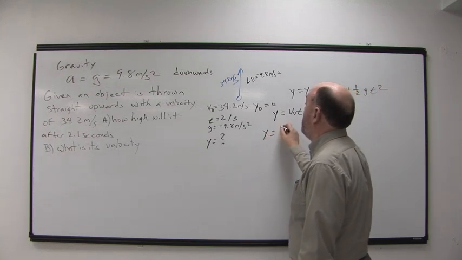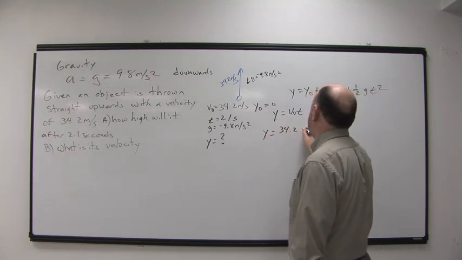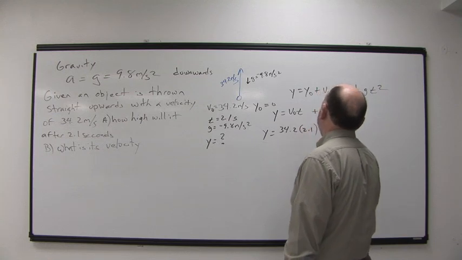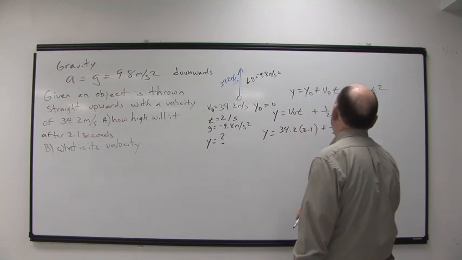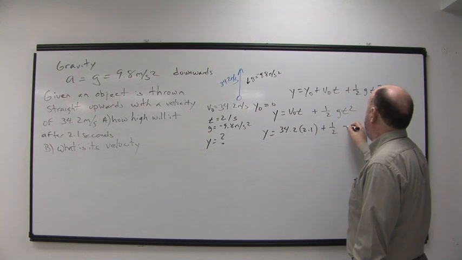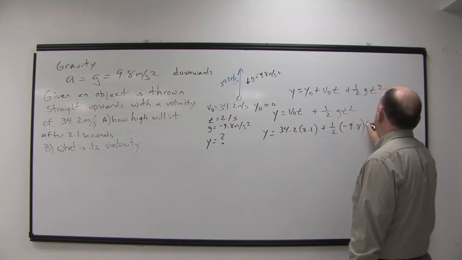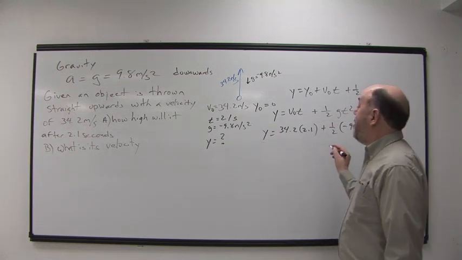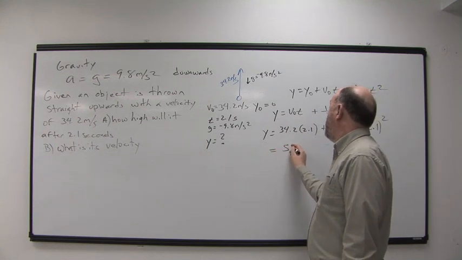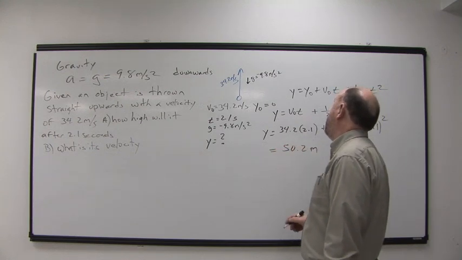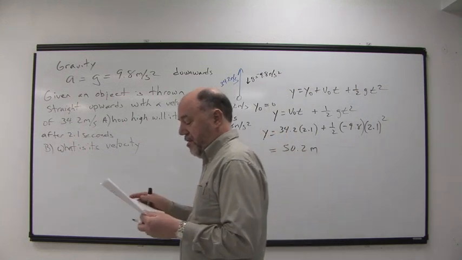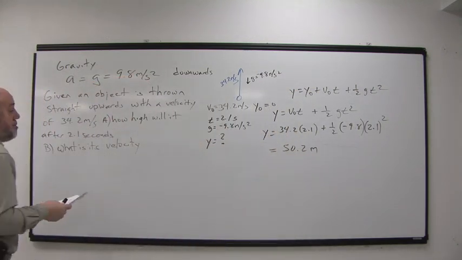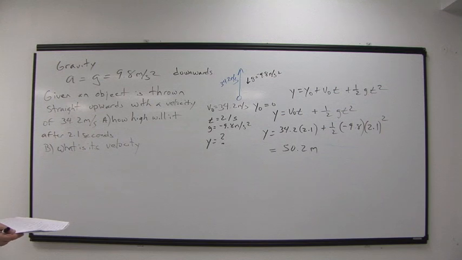So now we can take our numbers and plug them in. We get y equals 34.2 times 2.1 plus 1/2 times g, which is a minus 9.8, times 2.1 squared. And if you plug all that in, we end up that my object will be 50.2 meters above the ground at that point. So that's the answer to part A, how high is it?